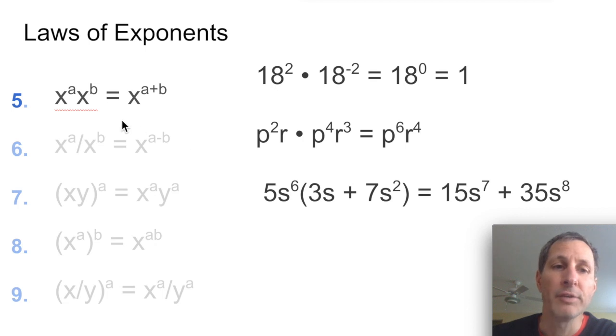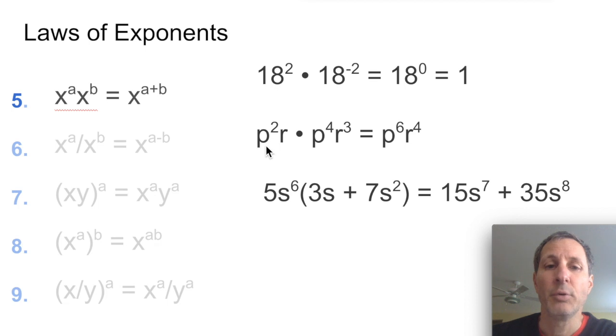Rule number 5 is the product rule. It says that if you have the same base, you can add the exponents. So here we have x to the a times x to the b. That's equal to x to the a plus b. So when we're multiplying the same base, we can add the exponents. In example number 1, 18 to the 2 power times 18 to the negative 2 power, we add those exponents because we have the same base. We get 18 to the 0 power, and then we could apply the 0 power rule to get 1.